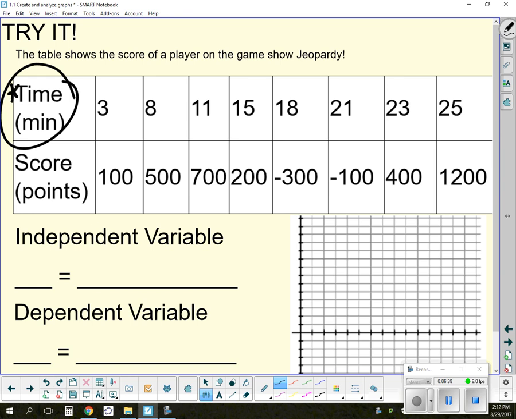Another big key, anytime you see time, it never depends on anything, right? Time just keeps on moving. So it is your independent. We'll call that T for time. You could have called it any variable you would want. And again, remember that's really your X value. Dependent is your Y. But sometimes we like to be creative and use a different variable. Let's say S for score.